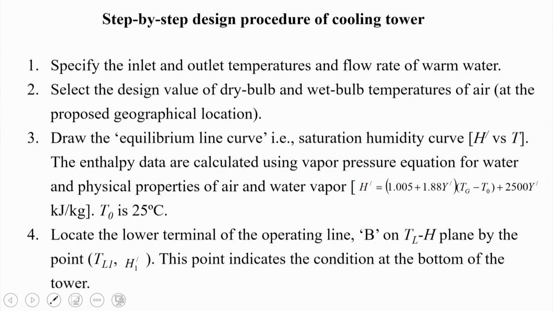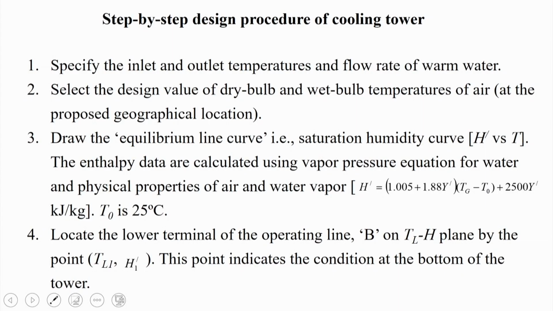The enthalpy data are calculated using the Weber equation for water and the physical properties of the air and water vapor, using this formula: H prime is equal to 1.005 plus 1.88 into y prime into Tg minus T0, plus 2500 into y prime, in terms of kilojoule per kg, and T0 will be taken as 25 degrees Celsius. And you also see the equilibrium line for the air-water system, which we can get from the psychrometric chart.